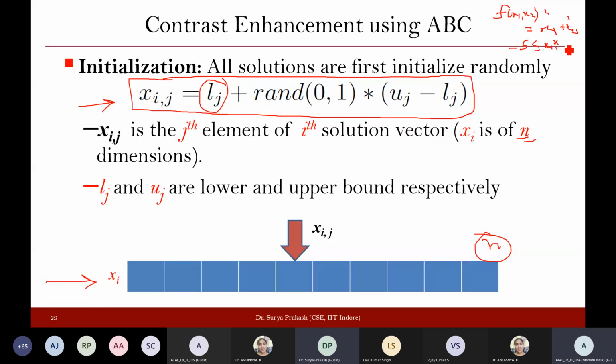So what is the L1 here and what is the L2 here? We know L is -5 and U is +5 in this case. So lower bound is -5, upper bound is +5. Similarly, in case of images, this lower bound and upper bound is 0 and 255. So this is the generic formula for initializing the solutions.